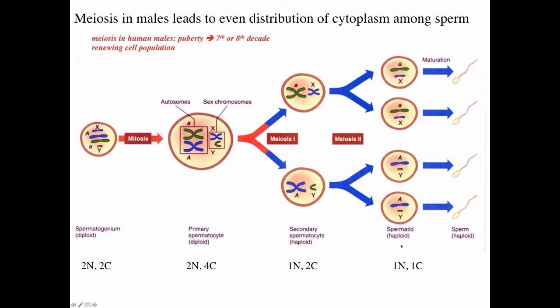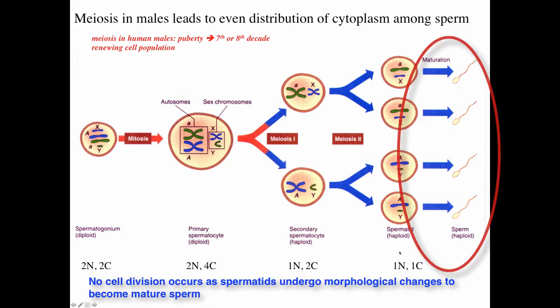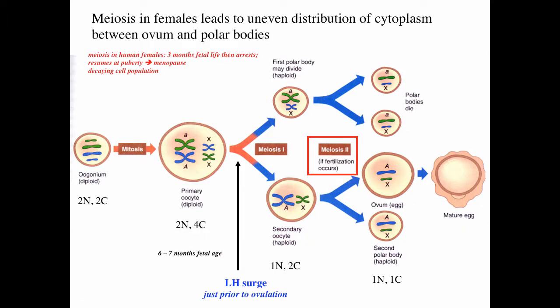And in sperm maturation, there's a series of post-mitotic maturation events that occur to get mature sperm. We'll look at that in much more detail when we talk about the male reproductive system. The female system is unusual. Meiosis here in females leads to an uneven distribution of cytoplasm between the ovum and the polar bodies.